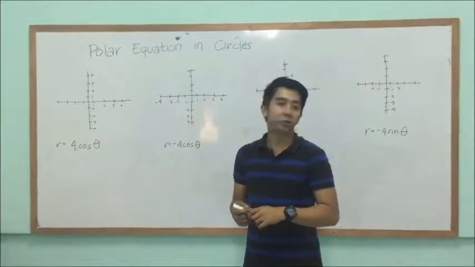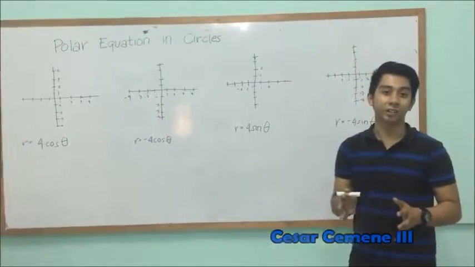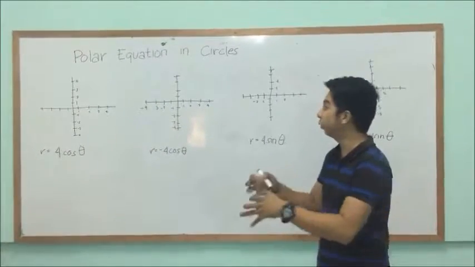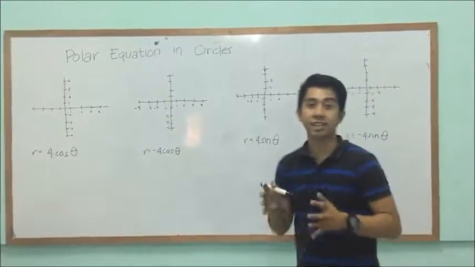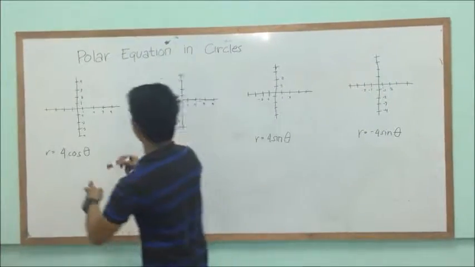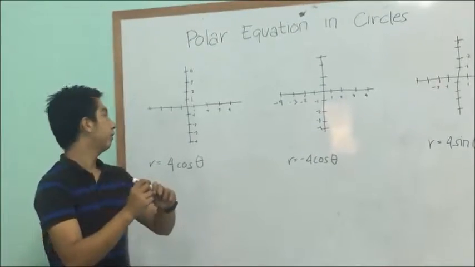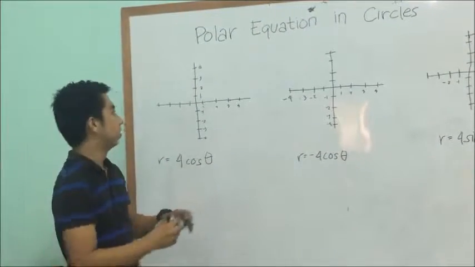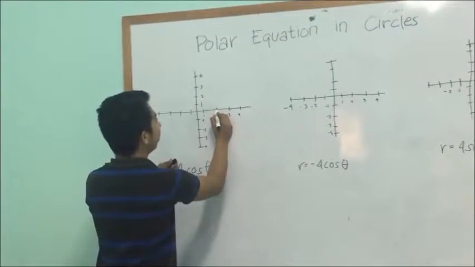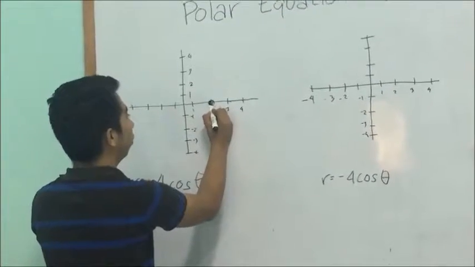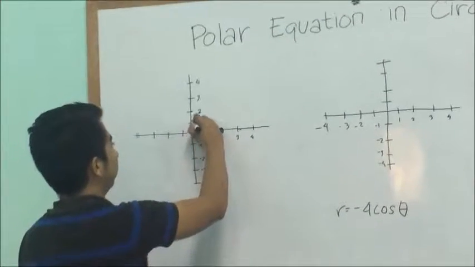My third topic for today is about polar equations of circles. Polar equations of circles are graphs of equations in circle forms. These are the four types of polar equations of circles. The first type is r equals 4 cosine theta. If you graph that form, it is a positive form, so you graph it on the right side. The origin is on the circle, and we can graph it from the origin to 4.